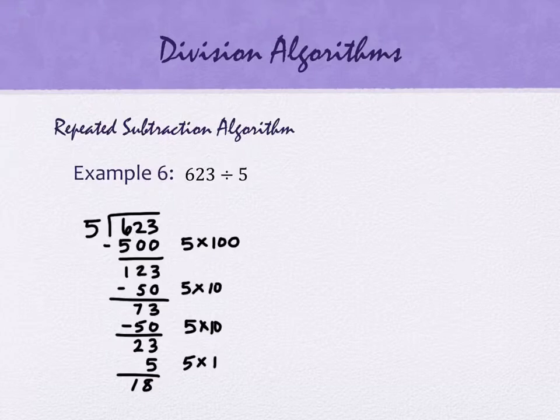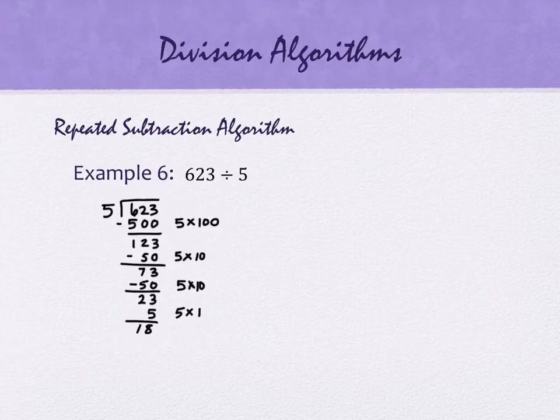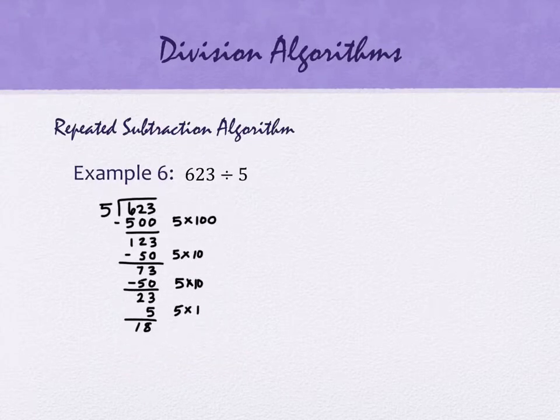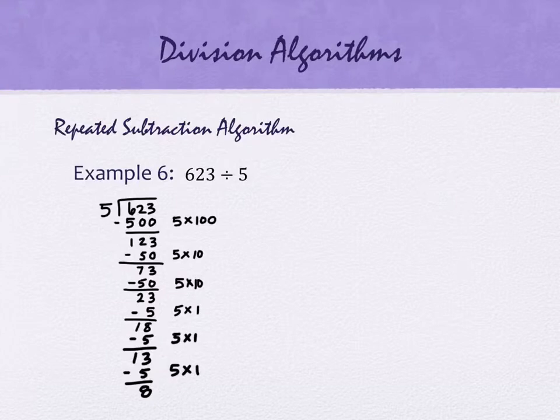I'm going to shrink my work just so that I can continue it on the same line. You can obviously continue into another column if you need to, but... Okay, can I subtract 5 again? I can. So what is 18 minus 5? 13. May I subtract 5 again? Yep, and I'll get 8. And each time I'm doing this, I'm subtracting 5. It's 5 times 1. And I can do it one more time, leaving me with a 3.